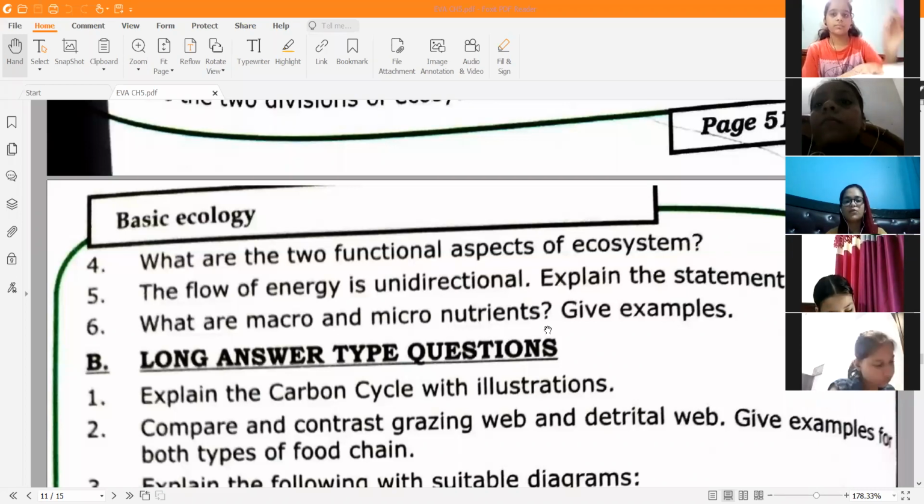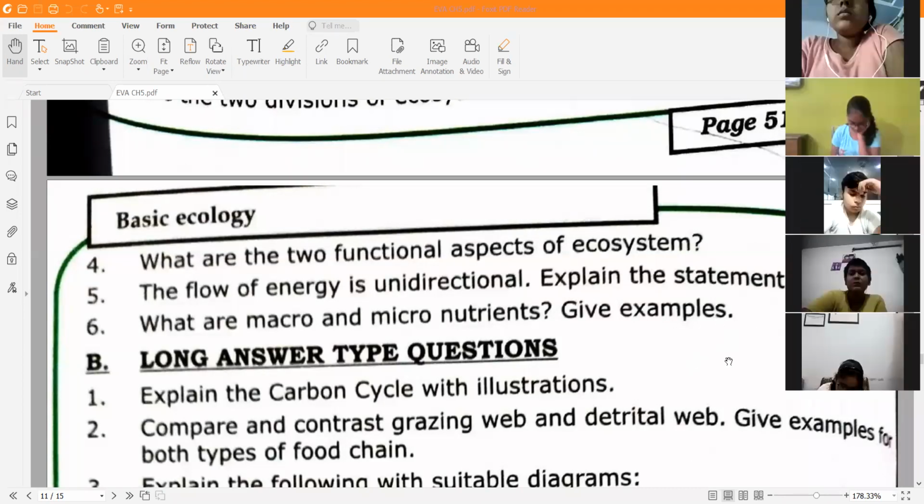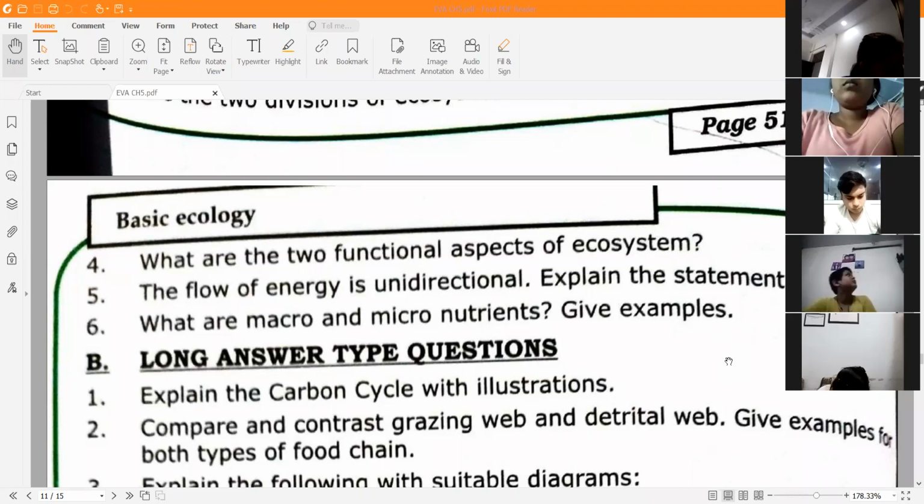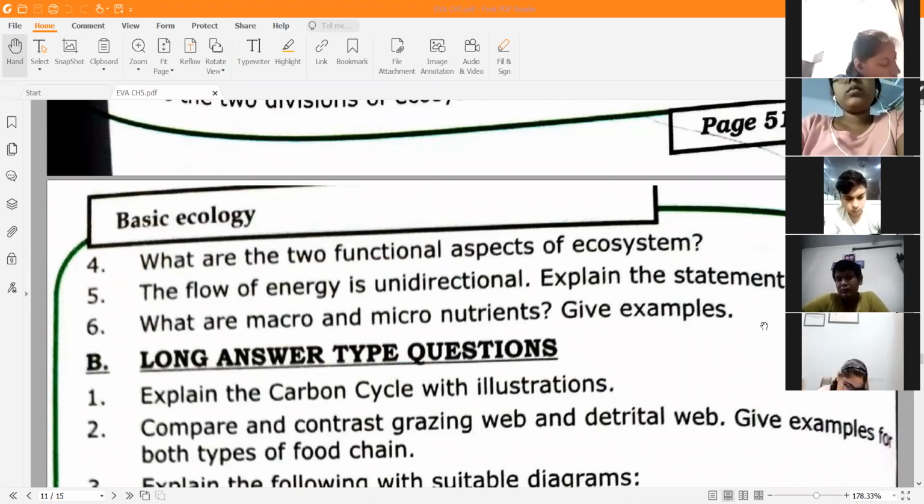What are macro and micronutrients? Give example. Who would answer this? Skand, answer this. What are micro and macronutrients? You will get this on page 43 at the bottom of the page. Start from there. What happened? You couldn't find it. Page 43 at the bottom of the page.